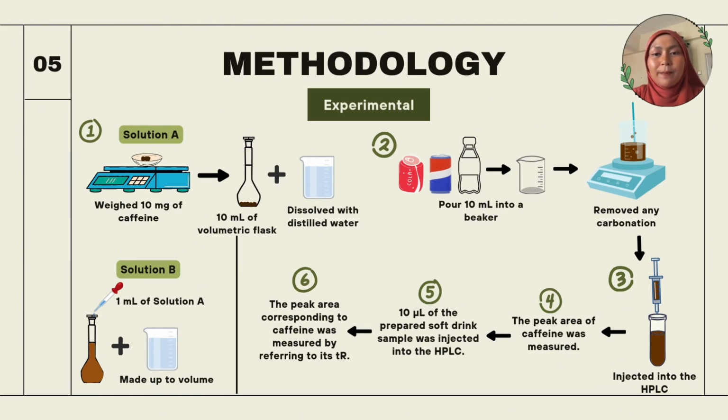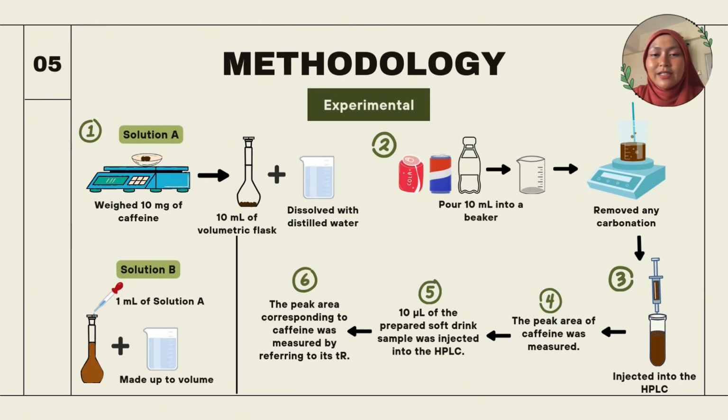Next step, to prepare the sample, 10 ml of soft drink was poured into a small beaker. A magnetic stirrer was used to remove any carbonation. A 2 to 5 ml aliquot was filtered through a 0.45 micrometer pore diameter membrane filter to remove particulate matter.